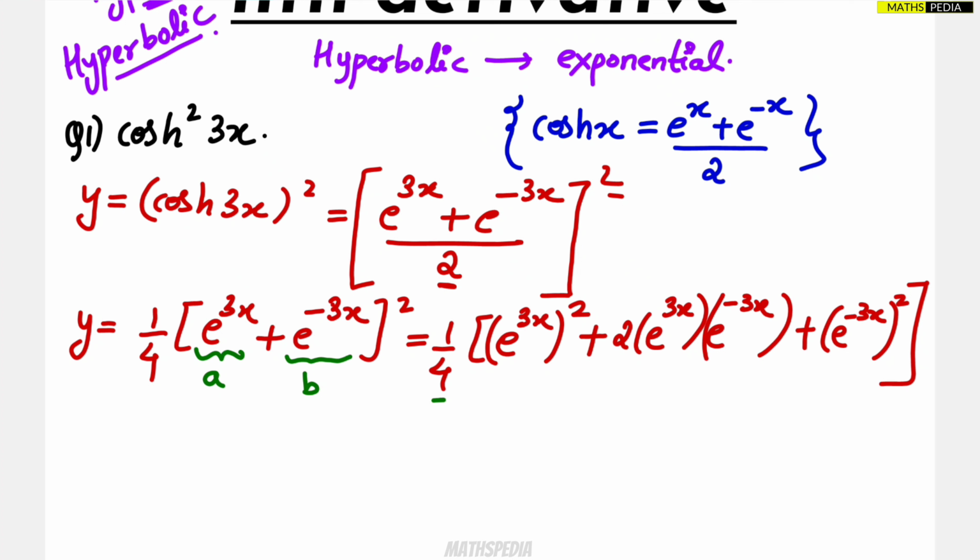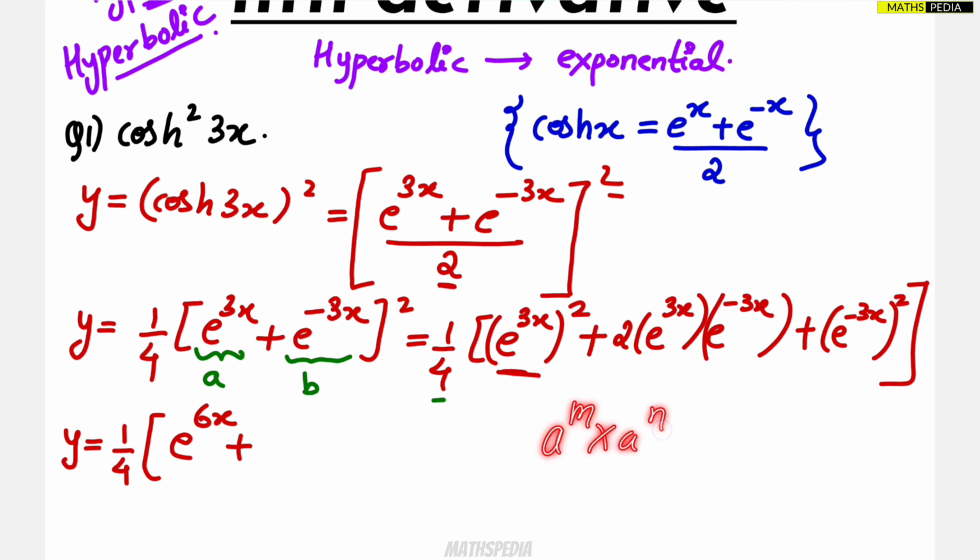Now simplification. So y is equal to 1 by 4 as it is. e power 3x into 2. What is the meaning of that? This and this will get multiplied. 3x into 2 is how much? 6x. So we can write e power 6x plus e power 3x into e power minus 3x. What is the meaning of that? See, we have studied a power m into a power n. Base is same, powers are different, so powers will be added.